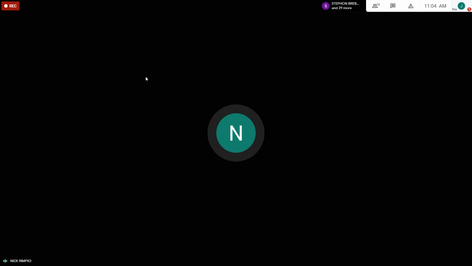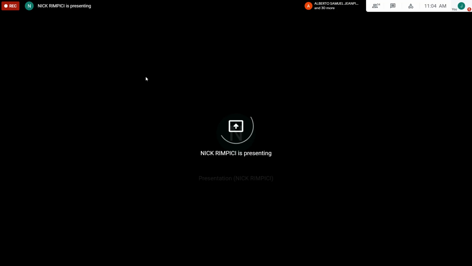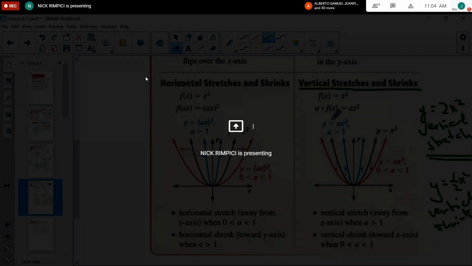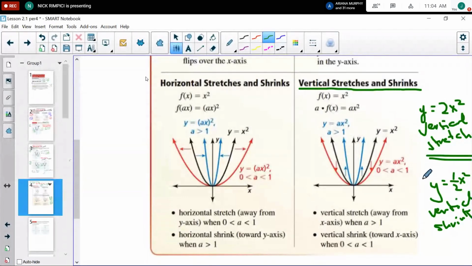Let me go to the thing next to it, which was horizontal stretches and shrinks, and we'll talk about those. Okay, so now we've talked about vertical stretches and shrinks. We got that covered. Let's talk about horizontal stretches and shrinks, and then we're going to get to do examples. So, horizontal, we're multiplying the x by a. With vertical, we're multiplying the entire function by a. This is horizontal because we're multiplying just the x, what's inside, by a.